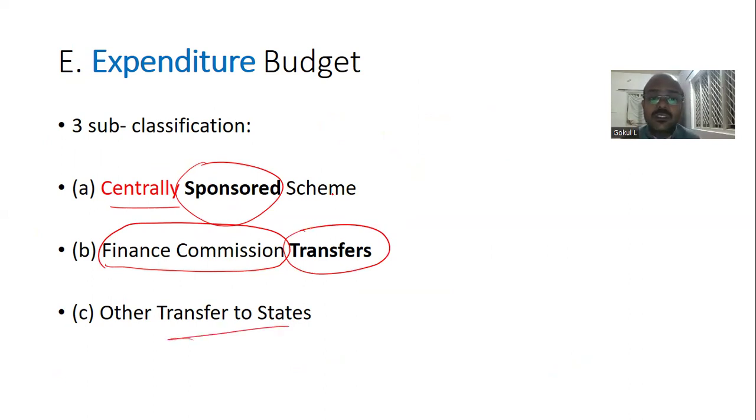See, these are the expenditures of the government, right? Centrally sponsored: it has sponsored a certain scheme, so it has to give money. The finance commission has said you have to transfer a certain amount to the state governments. So here, all these things are expenditure, and you find this data in the expenditure budget.